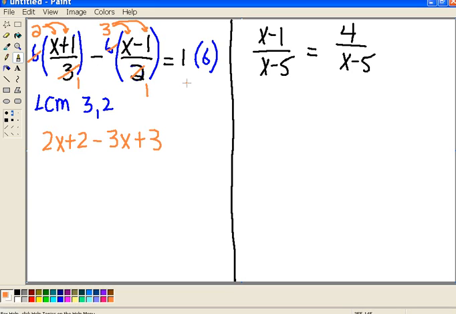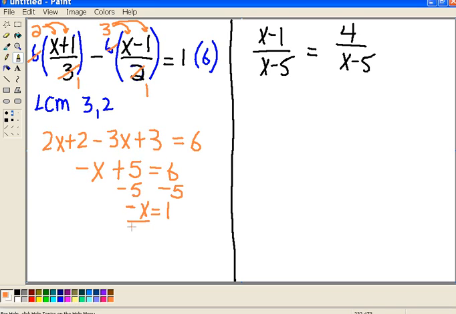And on the right-hand side, don't forget, that also has to be multiplied by the least common multiple. So 6 times 1 leaves me 6. Now once I have it to this point, I can solve this just like any other equation. Combine like terms, 2x minus 3x combine to give me a negative x. 2 and 3 combine to give me 5. On the right-hand side, I have a 6. And now I'm going to subtract 5 each side. I get that minus x equals 1.